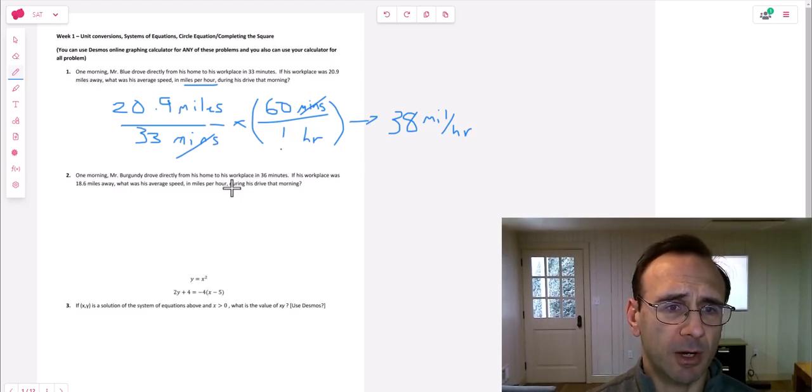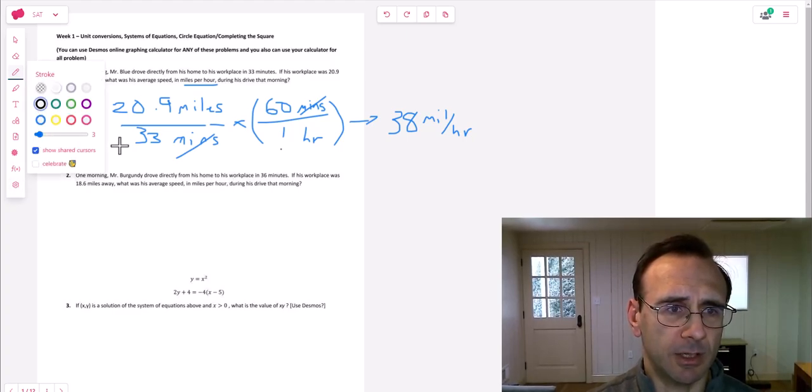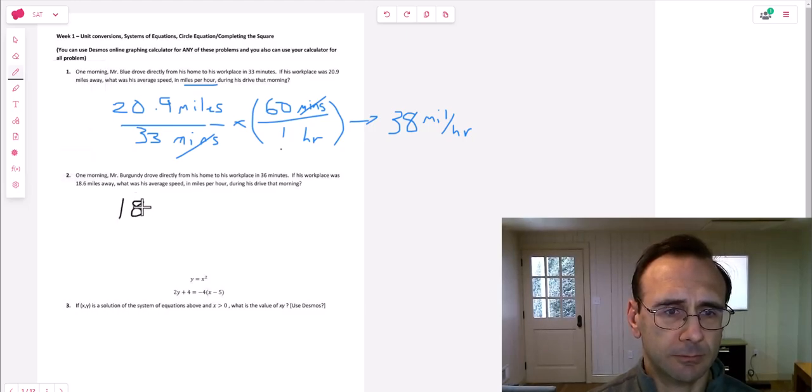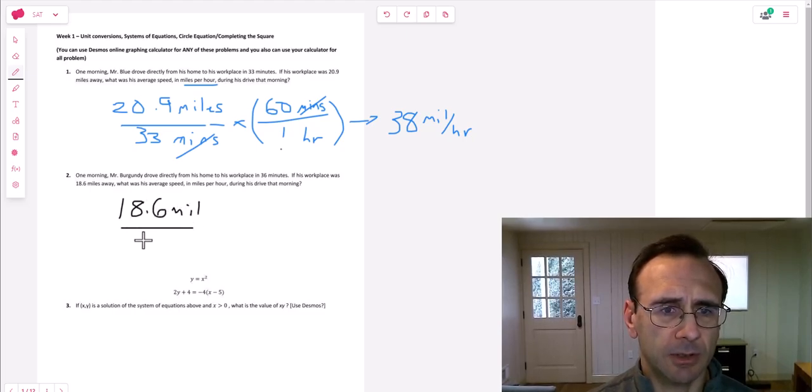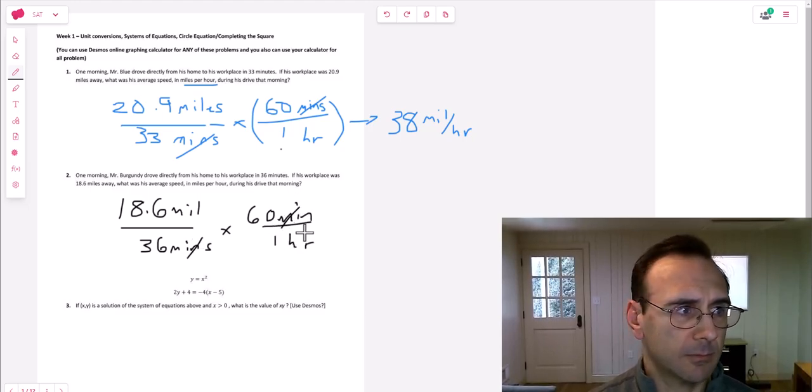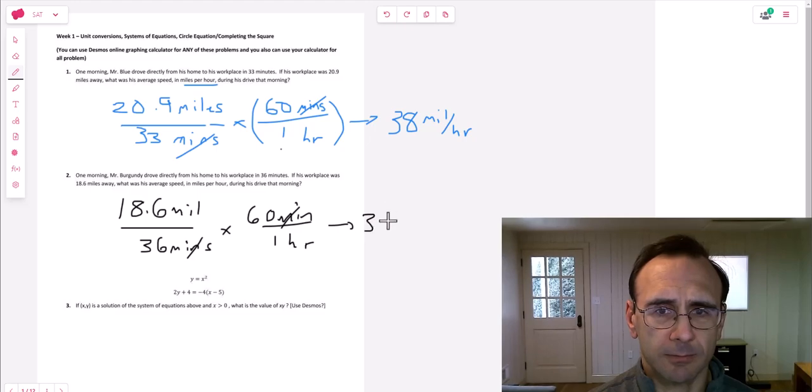So you can press pause and try number 2. And in a minute here, I'm going to do the explanation for 2. And we're back. So 2 is very similar. Set up the exact same way. 60 minutes in 1 hour. We should get 31 miles per hour.